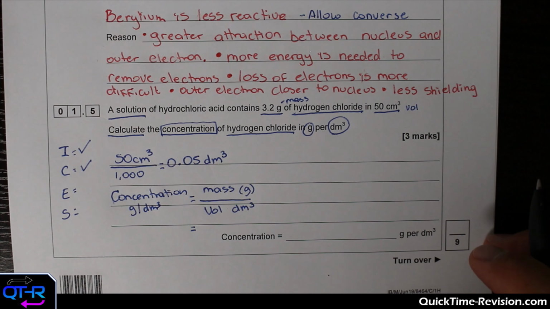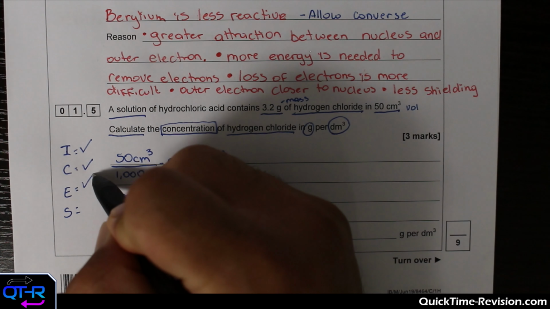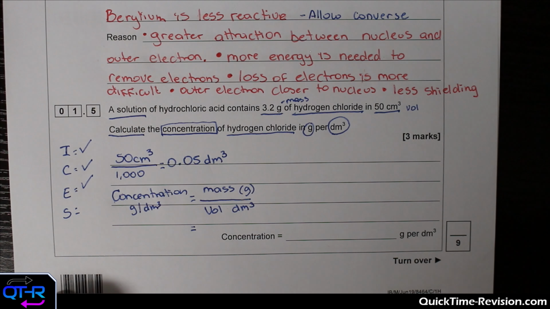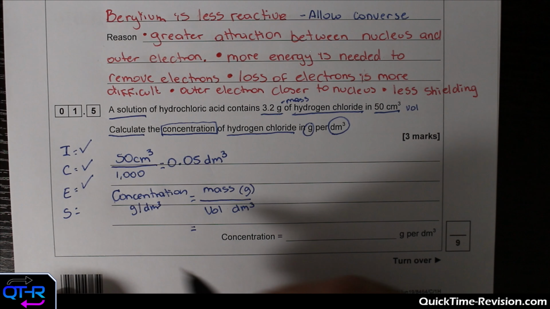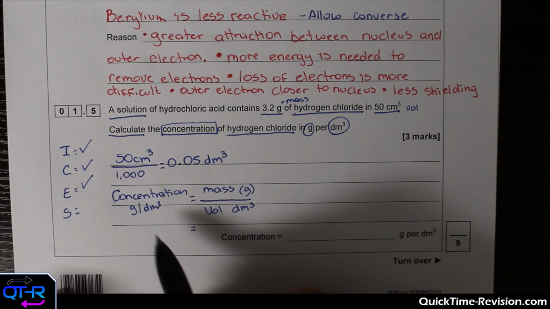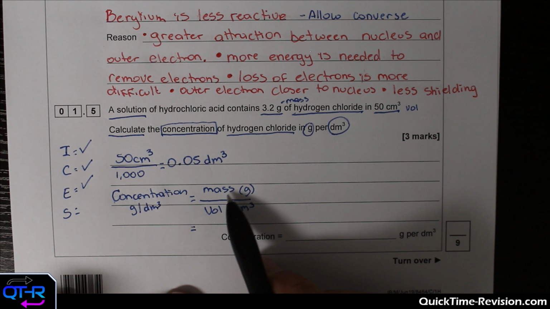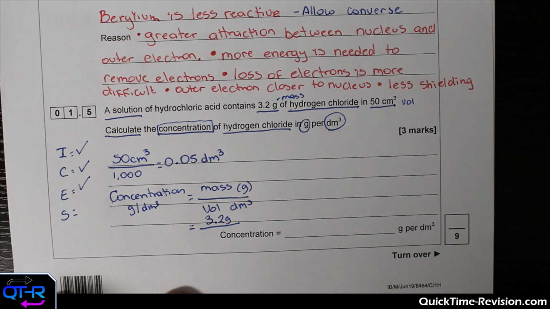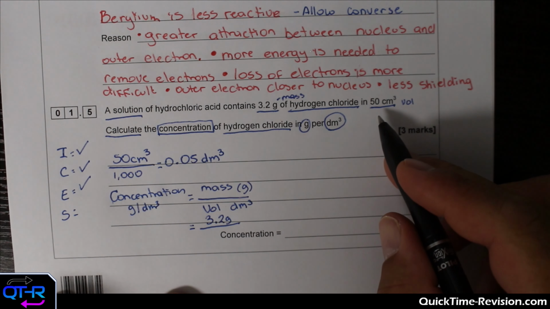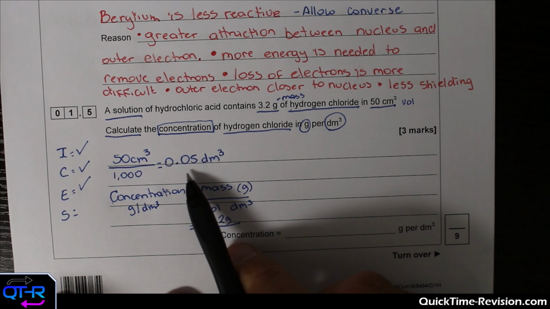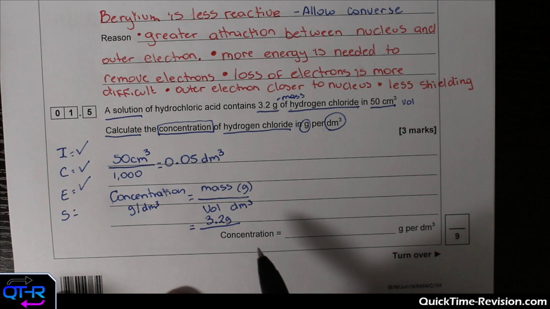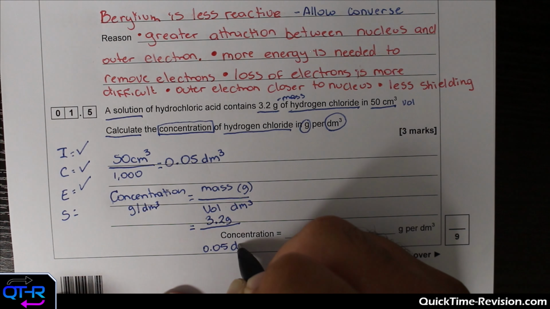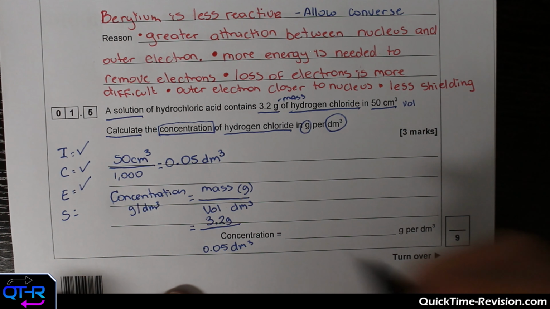Okay, now at this point, I have done my equation. S stands for substitution. Now here I have to substitute the numbers that are given to me. So for instance, I've not been given the concentration. I know that the mass is 3.2 grams, and I know that the volume is 50 centimeters cubed, but we are going to write 0.05 decimeters cubed. And now I can work out my answer.